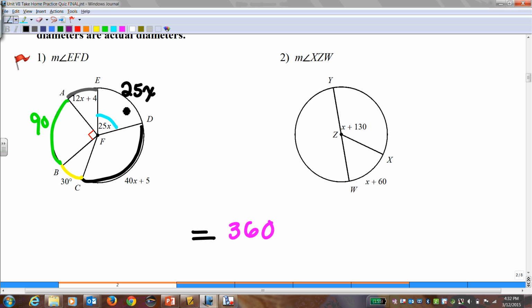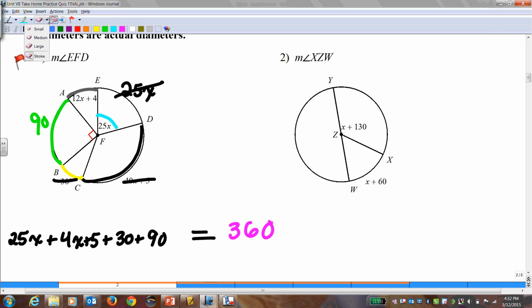If you keep that in mind, then we can go ahead, and as you do this, I highly recommend you cross stuff out. That way you don't lose track of it. So we're going to do 25x plus 40x plus 5 plus 30 plus 90 plus 12x plus 4 equals 360.